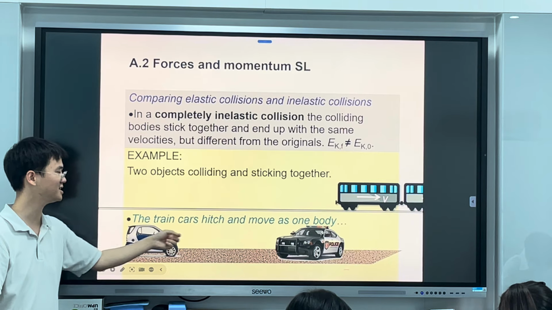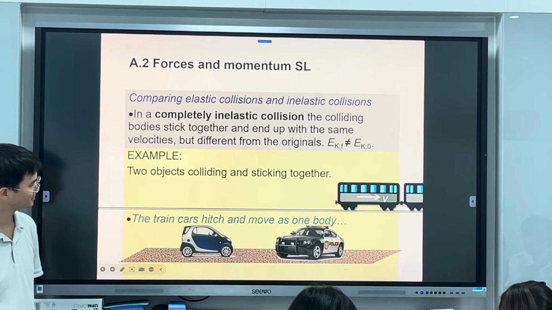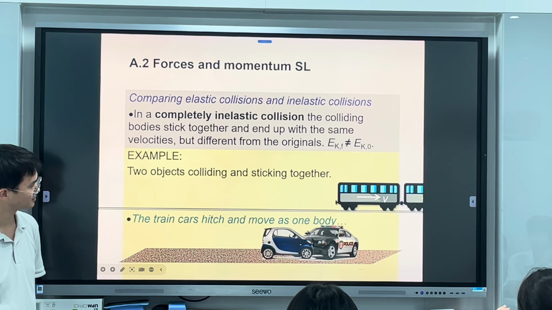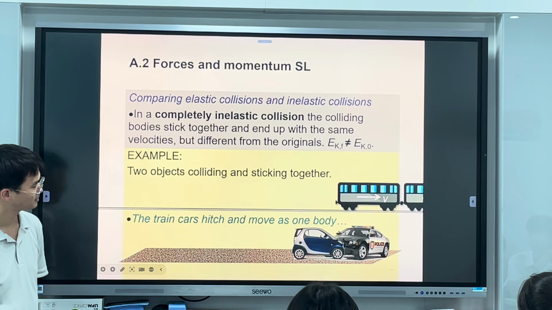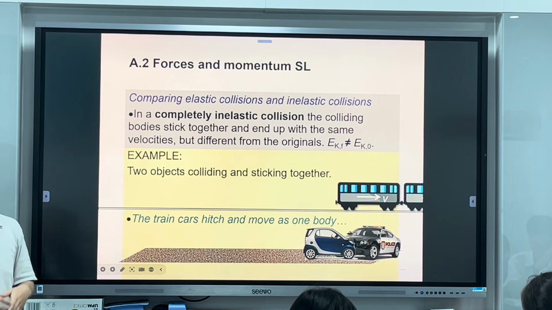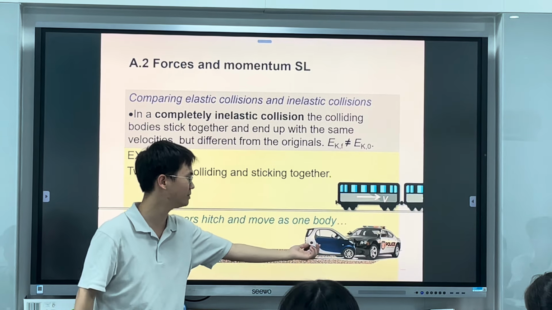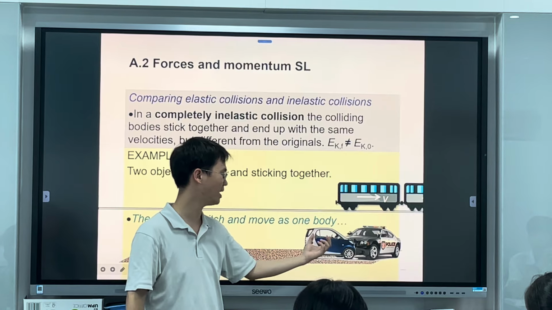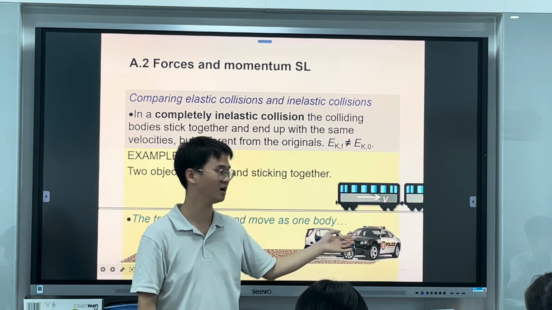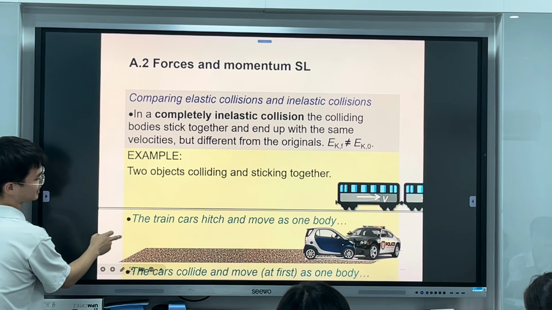Let's listen to the sound effect. This is also a perfectly or completely inelastic collision because after the collision, both the police car and this other car are moving together in this direction. All right.